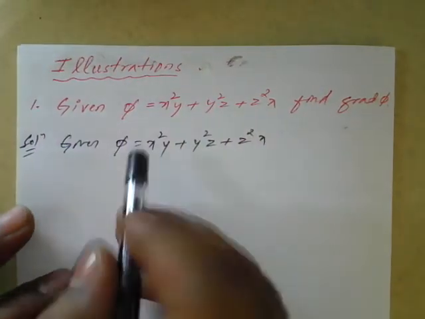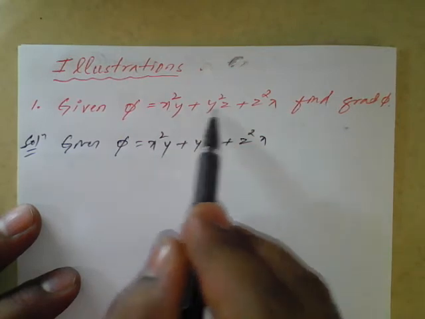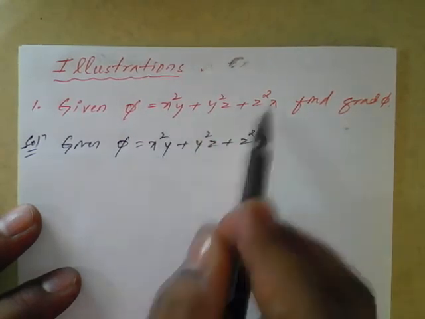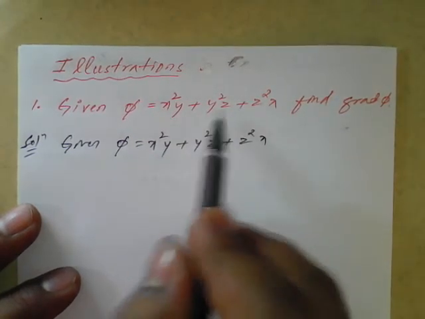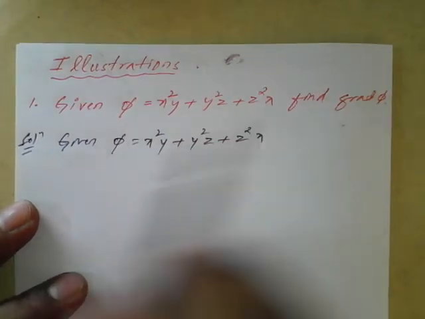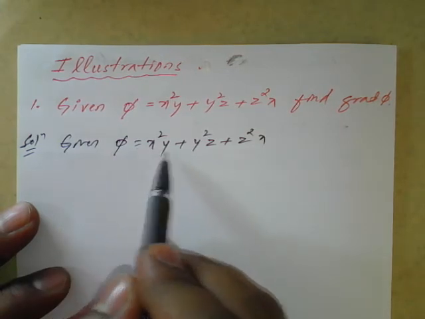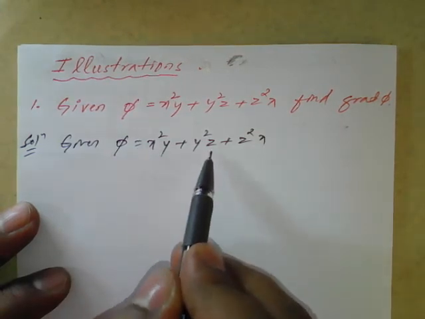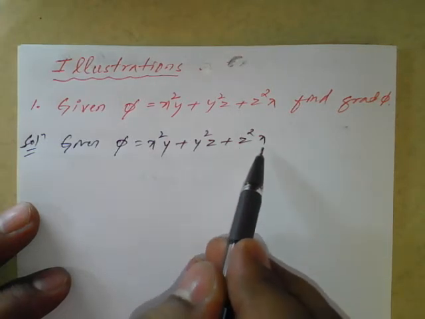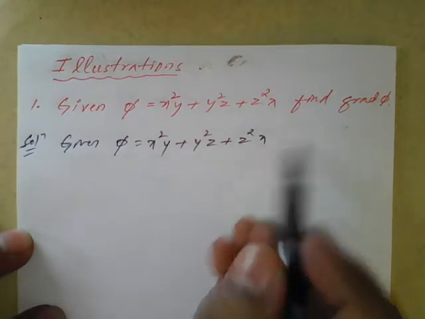Illustration, so I have taken one example here. Given phi is a scalar, because you can find no i, j, k here, only a quantity, that is a magnitude. Find grad phi. Given phi is equal to x square y plus y square z plus z square x. So this is the value of phi, and we need to find grad phi now.